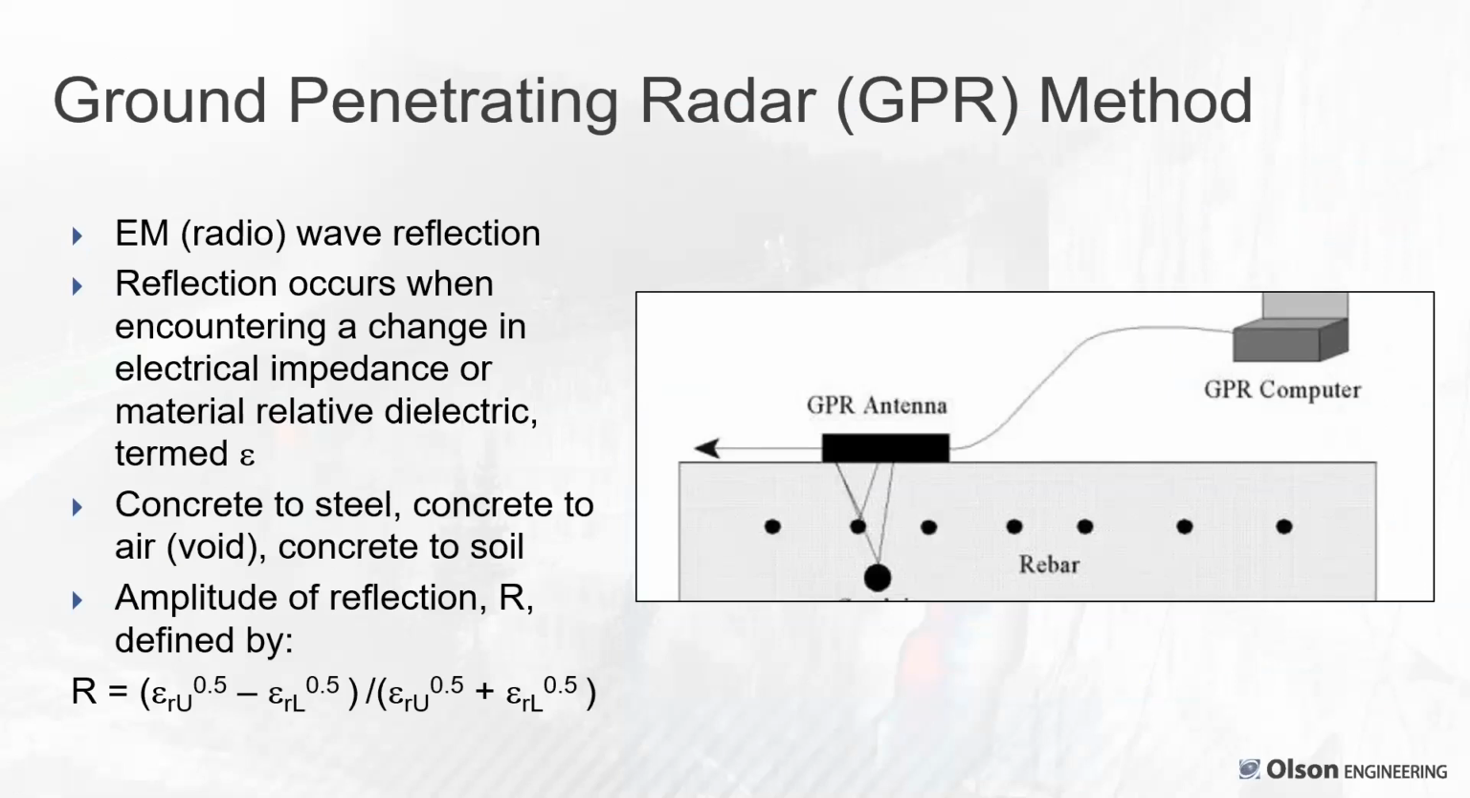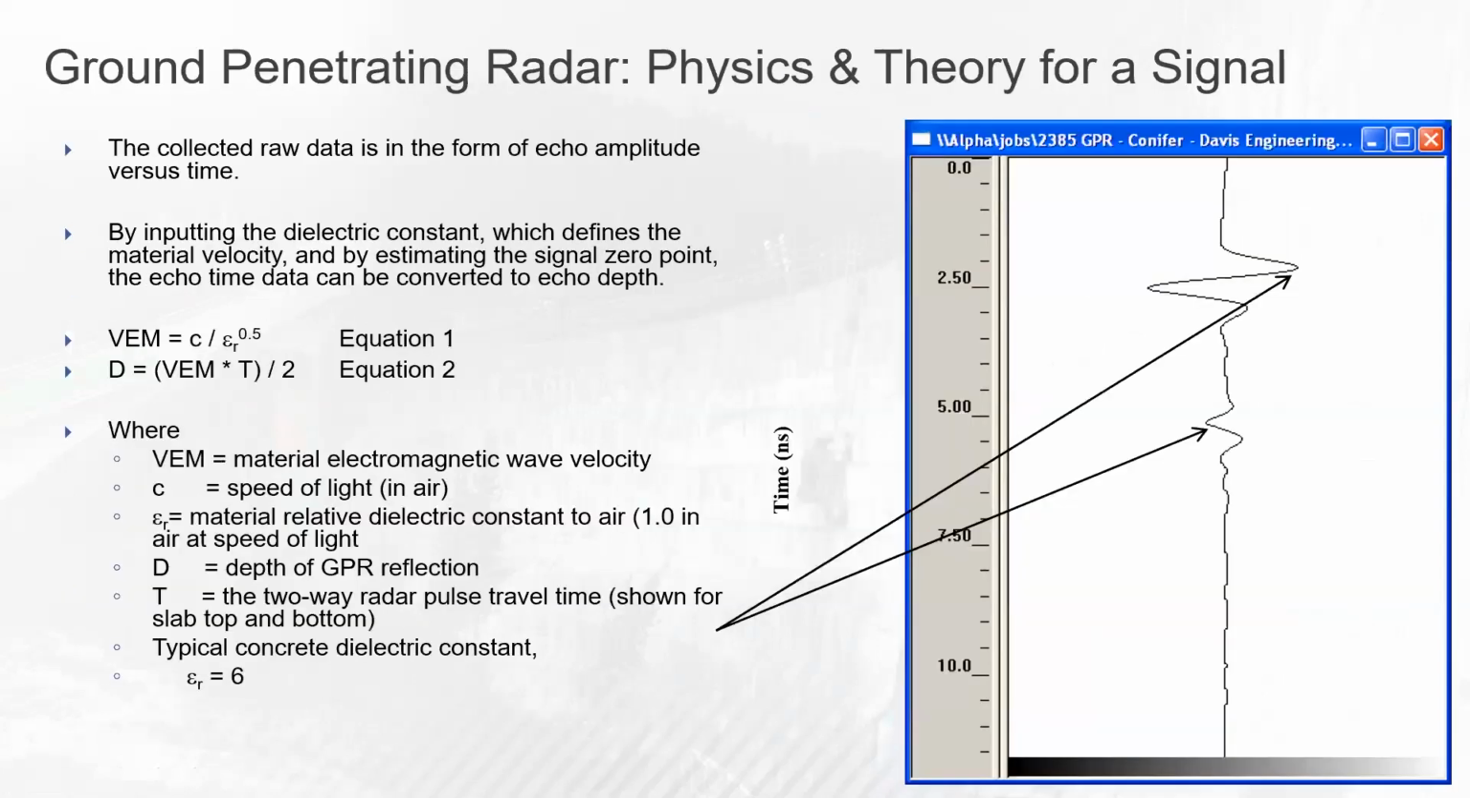We do almost always do the methods together because they're complementary. And basics of radar, as you move your antenna along, you'll see rebar quite well. It reflects from that change in dielectric constant. So the amplitude of the reflection is defined by the upper relative dielectric constant of the material, to the 0.5 power, minus the lower, in this case air void, to the square root, divided by the sum of the two, both to the square root. That's how much of your radio wave, your electromagnetic wave gets reflected. So we were interested in that because we were checking for void.